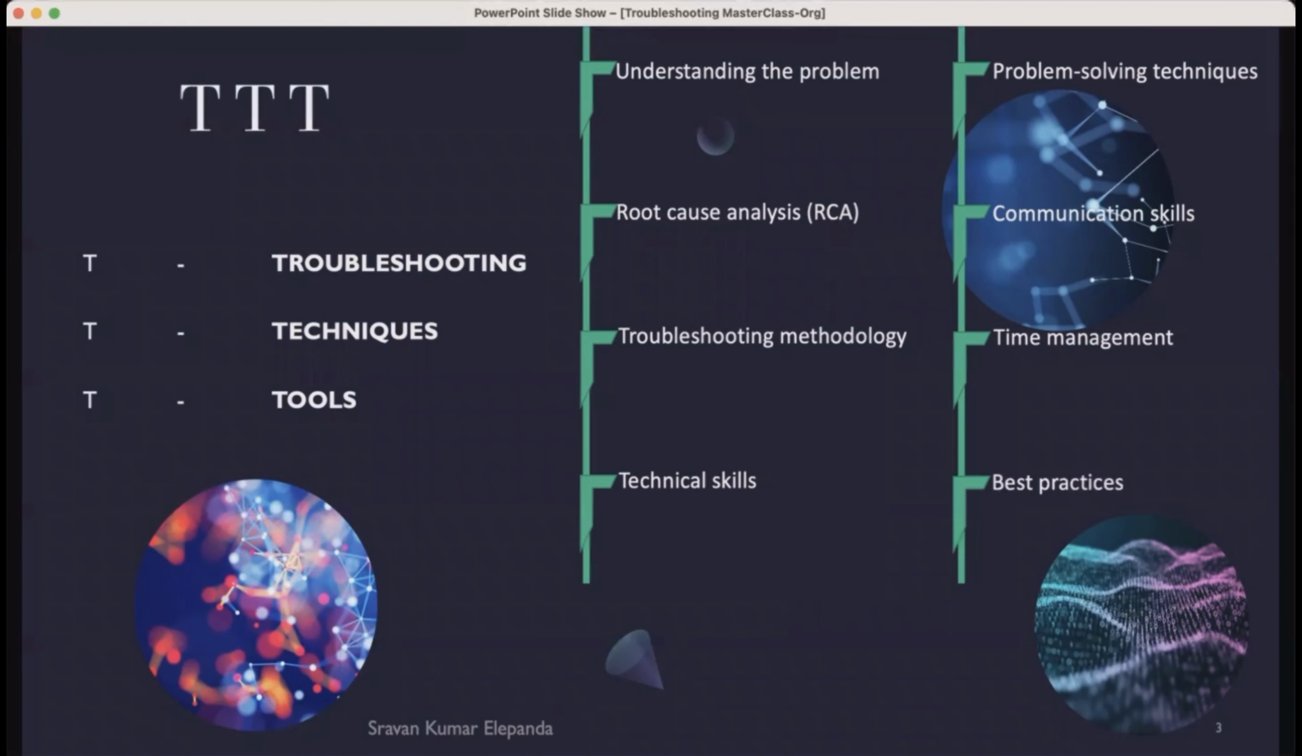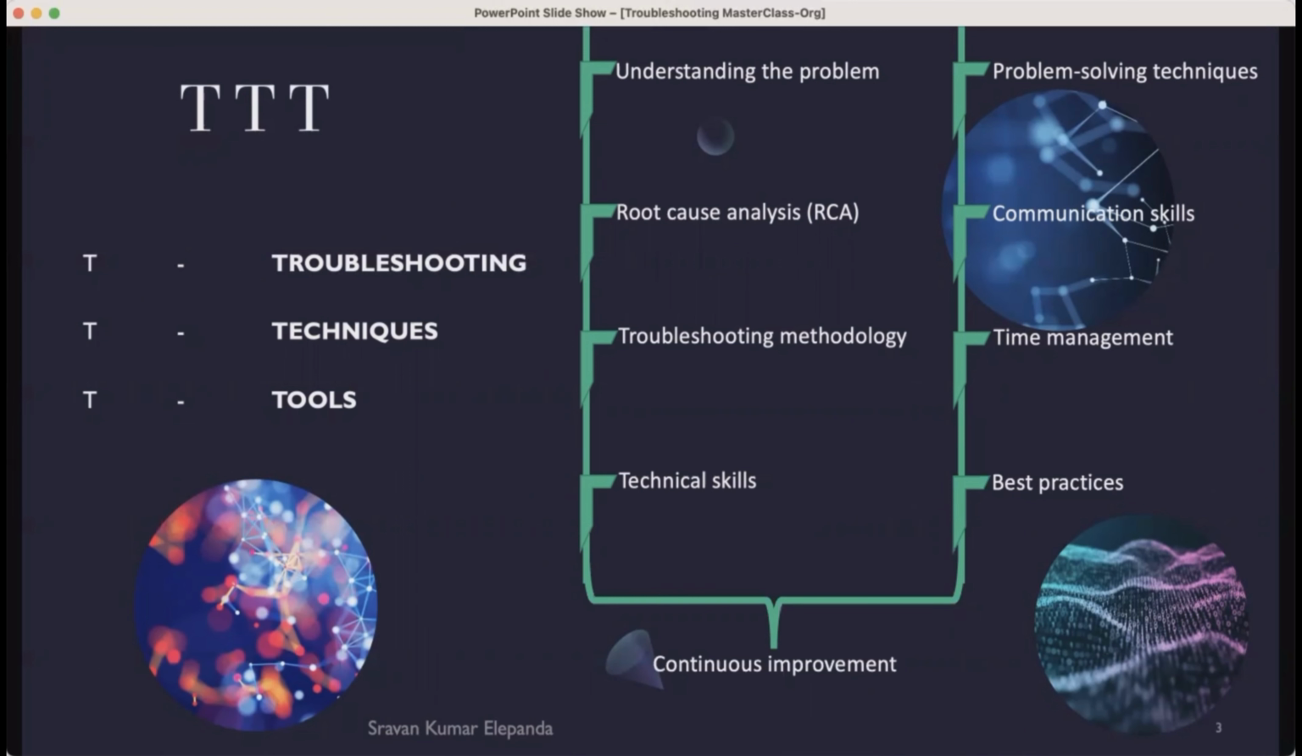Next, I'm going to cover the best practices. Best practices is a combination, a mix and match, of methodologies, techniques and skills. This all comes under best practices, of which I'm going to give a summary of what you can take out of it. Then there is continuous improvement.